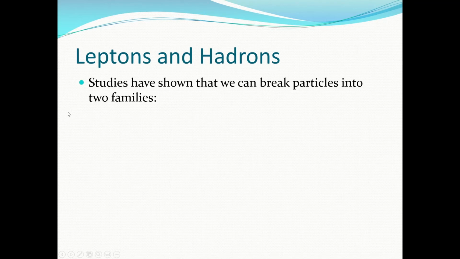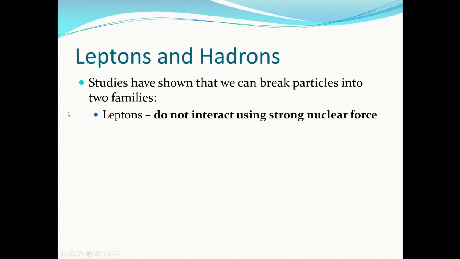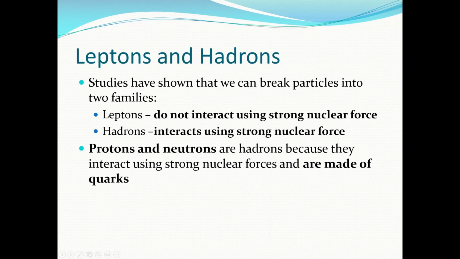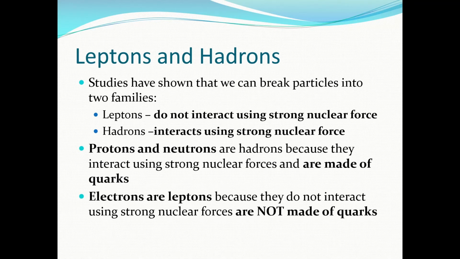So what they came up with is they broke them into two families. There are leptons, which do not interact using the strong nuclear force, and hadrons, which interact using the strong nuclear force. So these would be things that are in the nucleus, and these are things that are not in the nucleus, right? If you think about what we know now, well, what's in the nucleus? Well, protons and neutrons are hadrons because they interact using the strong nuclear force, and they are made of quarks, which we'll talk about in a little bit.